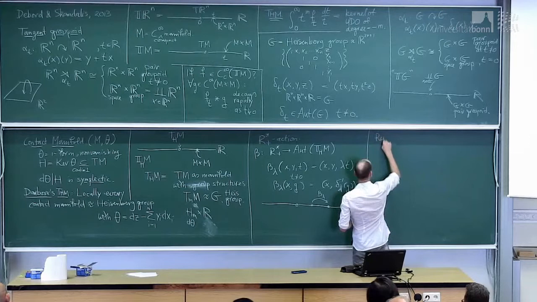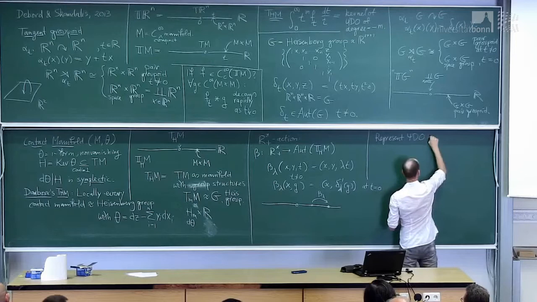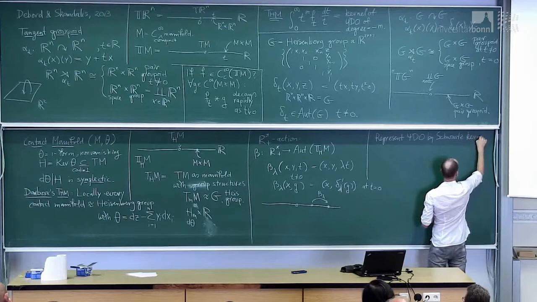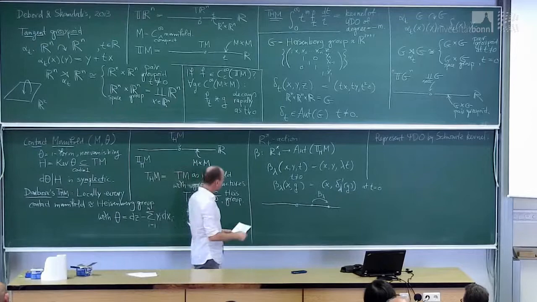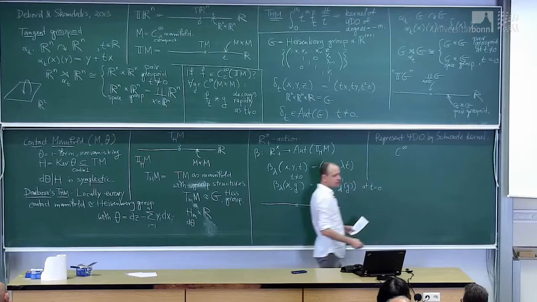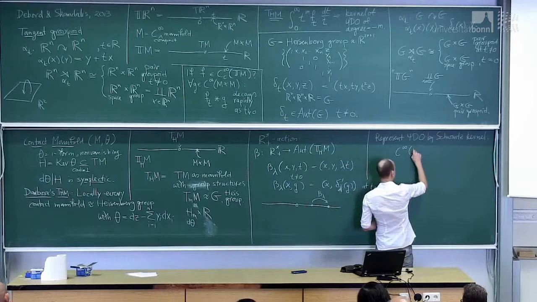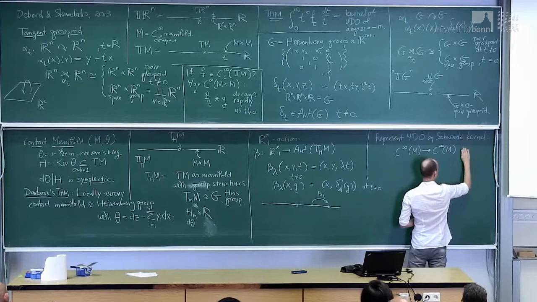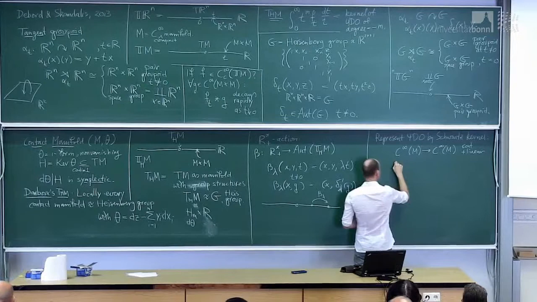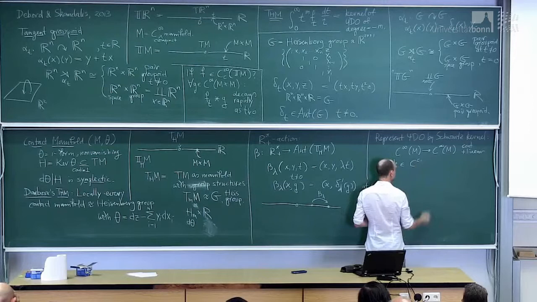So you represent a pseudodifferential operator by its Schwarz kernel. But I don't know why, but at some point it dawned on me that the Schwarz kernel is a distribution on M cross M, but those do not form an algebra. So I'm going to propose a slightly different way of looking at it. So there are operators from C infinity M to C infinity M, continuous linear. Right, so the kernel should be somehow in here.